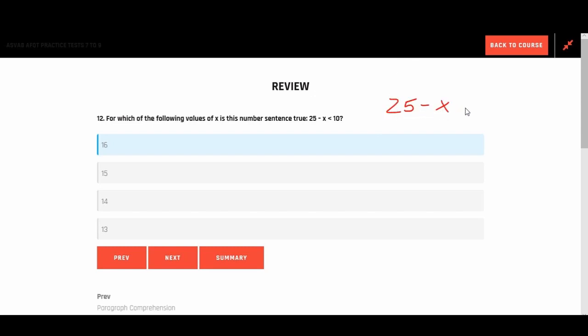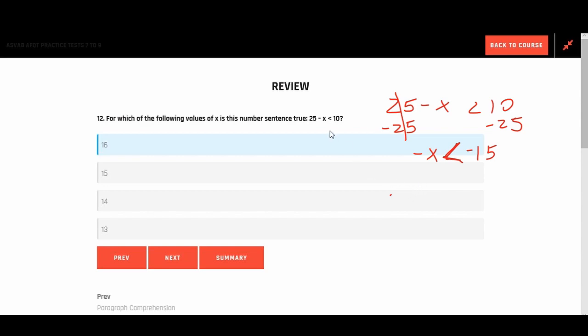25 minus x is less than 10. Again, we want to solve for x. Since this is positive 25, we're going to subtract 25 from both sides. It's going to cross out. I'm left with negative x, less than 10 minus 25 is negative 15. Oh, why am I putting an equal sign there? Should be less than. Sorry about that. Okay, so I just subtracted 25 from both sides, which is difficult for me to do, obviously.